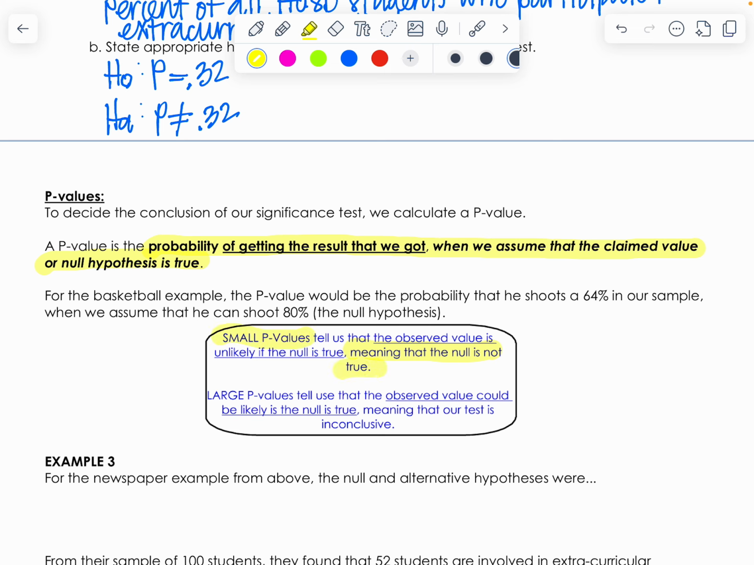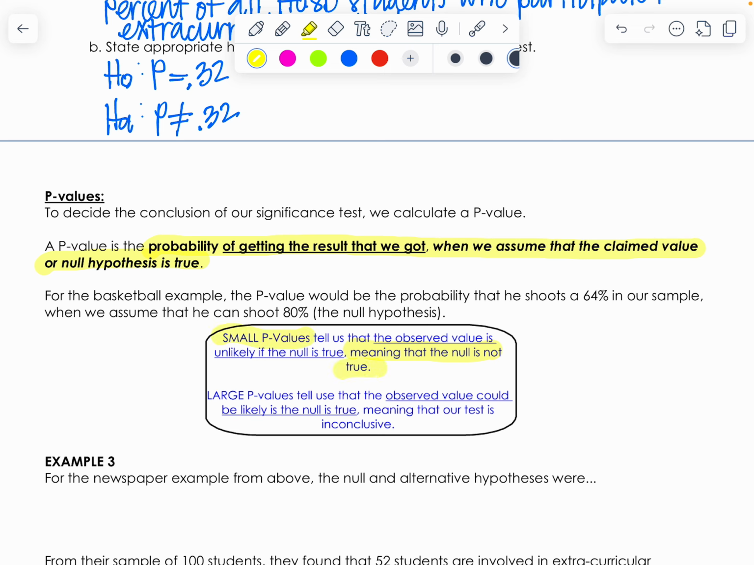So small p-values disprove the null hypothesis, whereas large p-values tell us that the observed result could be likely if the null is true, meaning that our test is inconclusive. So there's not really a way to prove that the null is true. Instead, we just say we can't say anything. We are inconclusive. But we can prove or disprove that the null is true by proving that it's wrong. And that's with a small p-value.